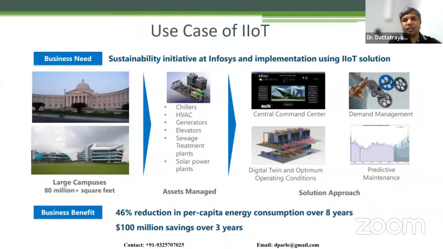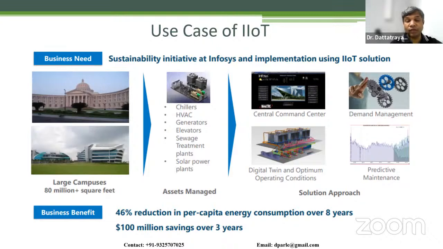and it was realized that we connected them all with sensors, we created digital twins, and started connecting the systems and collecting data. Then we started doing predictive maintenance. Many of these HVAC systems, generators, elevators, building systems, sewage treatment plants, solar power plants, all these are there in Infosys. We started connecting everything through the sensors to the internet, and then started measuring, monitoring, and doing a lot of other things like building digital twins, predictive maintenance, and many other things.